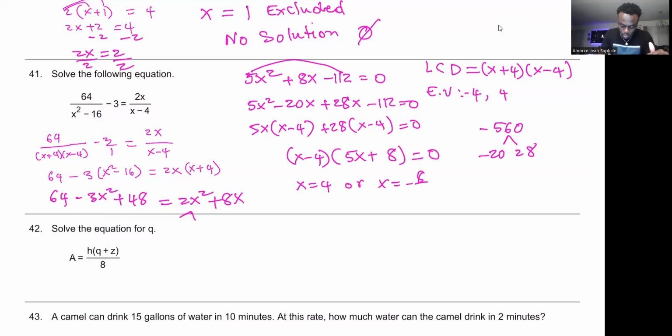Sorry, that's 28. Negative 28 over 5. So this one was excluded. So my solution is negative 28 over 5.